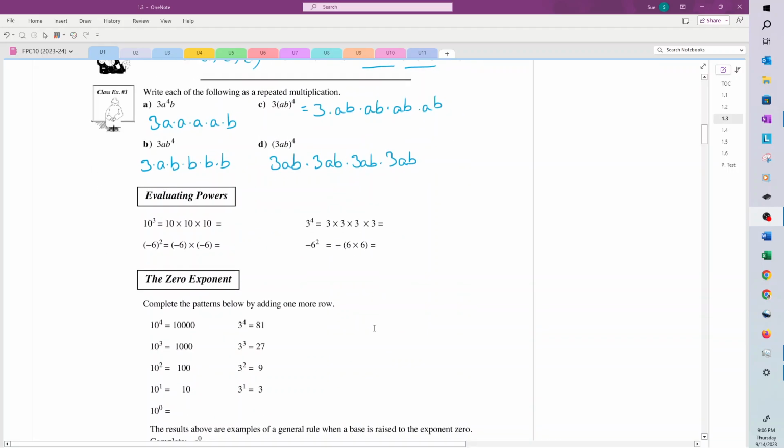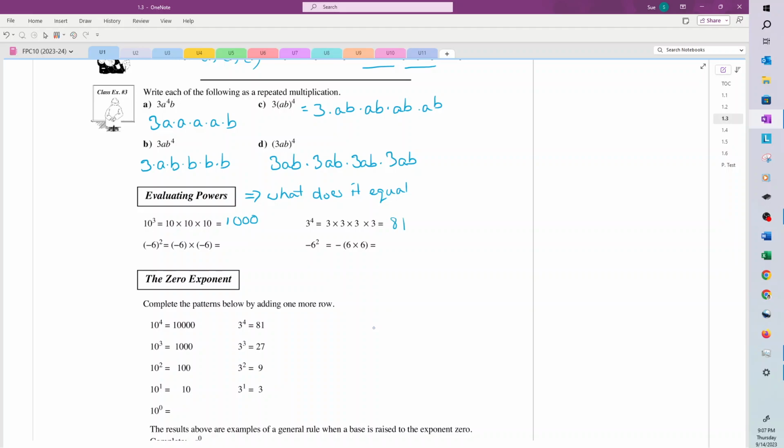Okay, evaluating powers. This is 10 cubed, so that means it's 10 times 10 times 10, and that is 1,000. Evaluating something means, what does it equal? And we want that in simplest terms. So I don't want 10 cubed, I want 1,000. This one is 3 to the 4, so that's 3 times 3 times 3 times 3.